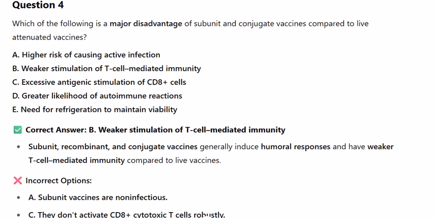Correct answer B. Weaker stimulation of T-cell mediated immunity. Subunit, recombinant, and conjugate vaccines generally induce humoral responses and have weaker T-cell mediated immunity compared to live vaccines.